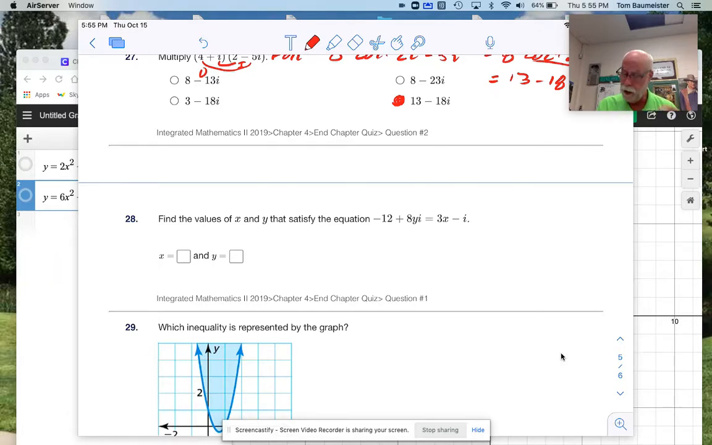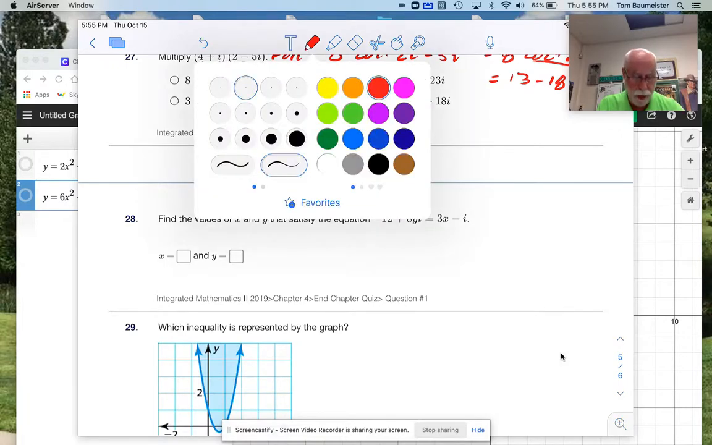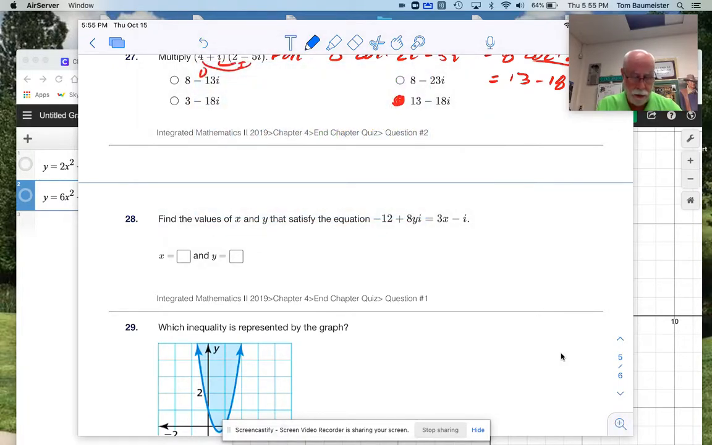Okay, 26 is a pretty simple one because remember, the real parts equal the real parts, the imaginary parts equal the imaginary parts. So we can say that -12 is equal to 3x. So negative 12 is equal to 3x. If I divide both sides by 3, I'll get that x is equal to negative 4.